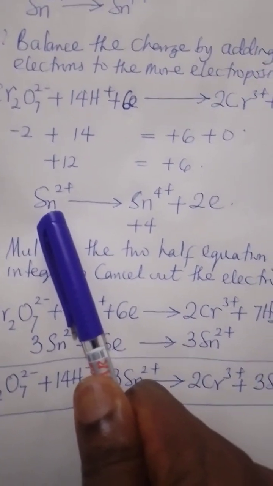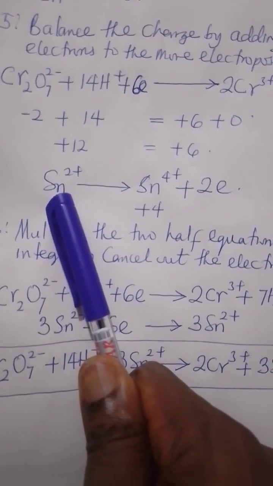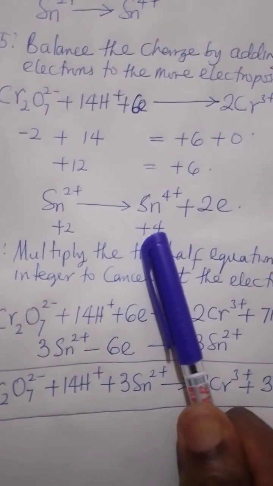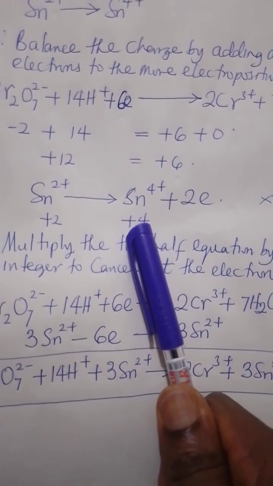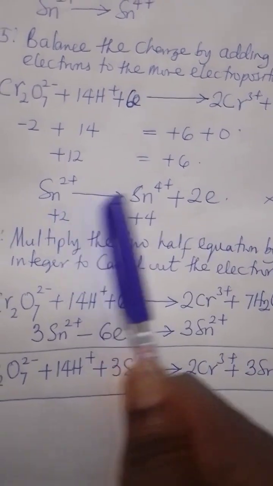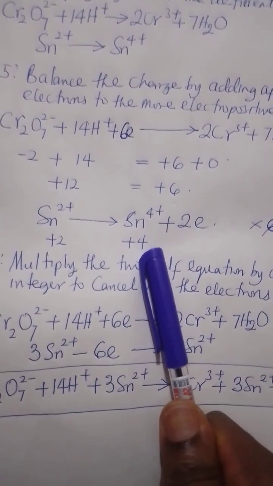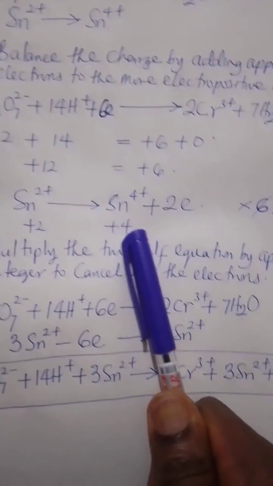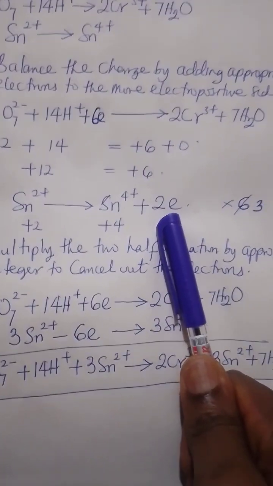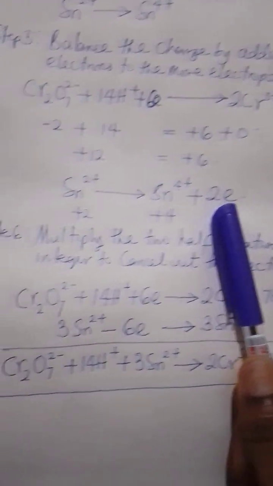Then when we come to the second half equation, here we have plus 2 and here we have plus 4, so it means that this side is more electropositive by 2, so we add 2 electrons. That's if you do 4 minus 2, the more electropositive side minus the less electropositive side. If you do that, you're going to get 2. So we're adding 2 electrons to this side.